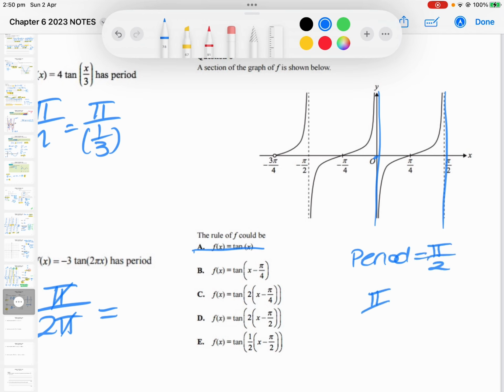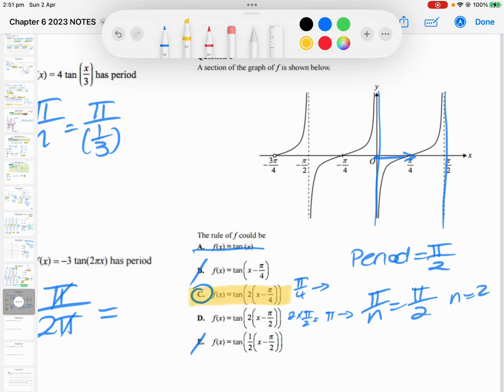So my pi on n is equal to pi on 2. So n equals 2. So I'm looking for one with a 2. So it's either got to be C or D. This one says it's been moved pi on 4 in the positive direction. This one is going to be 2 times pi on 2, or pi in the positive direction. And I'm thinking this has been moved pi on 4, so it's option C. You could draw it on your calculator then to check.